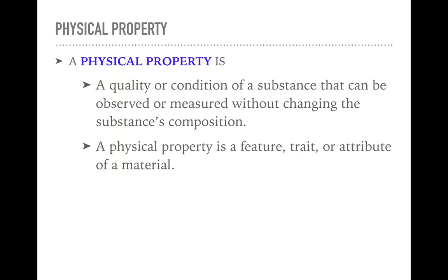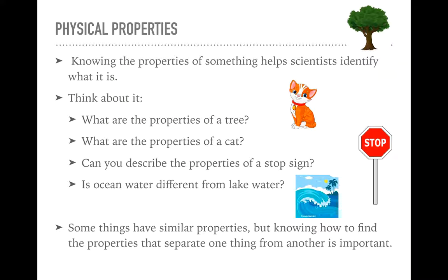A physical property is a quality or condition of a substance that can be observed or measured without changing the composition of the substance, or what it's made of. In other words, a physical property is a feature, trait, or attribute of a material. It is a characteristic of that material. We're going to look at different types of physical properties.